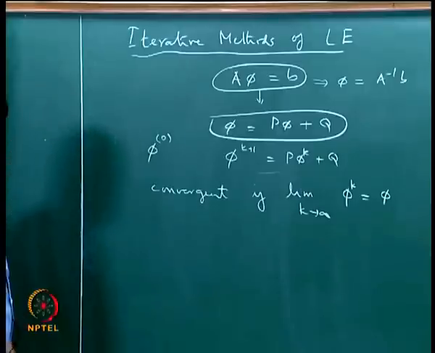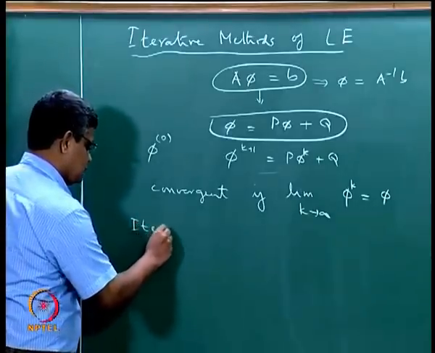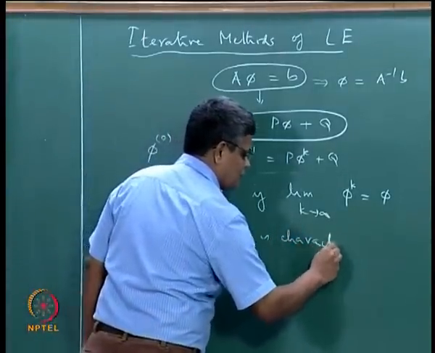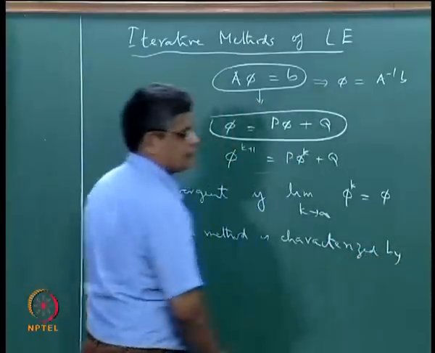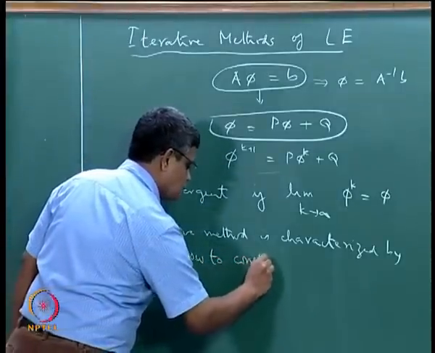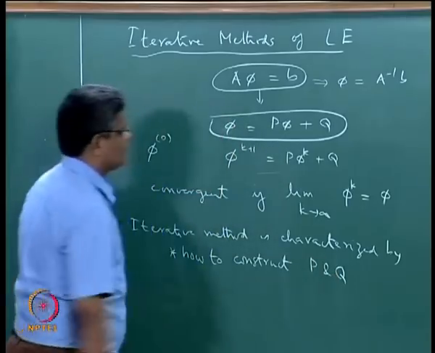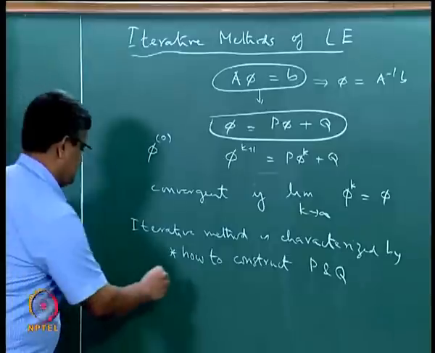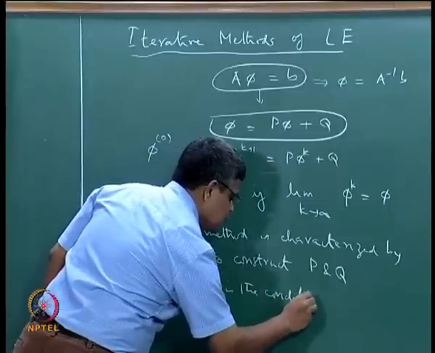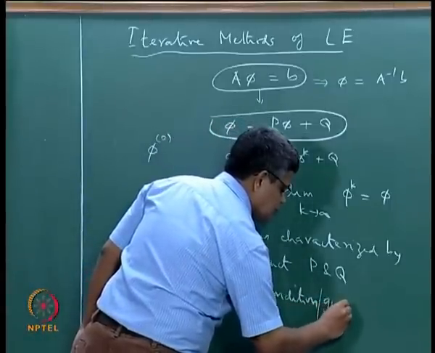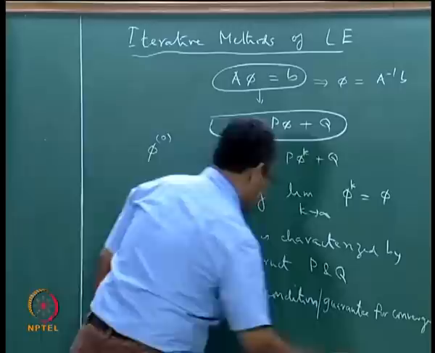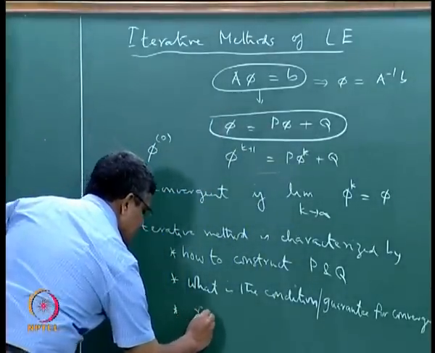And any iterative method is characterized by three quantities: how to construct P and Q from the given A phi equal to b, what is the condition or guarantee for convergence, and what is the rate of convergence.